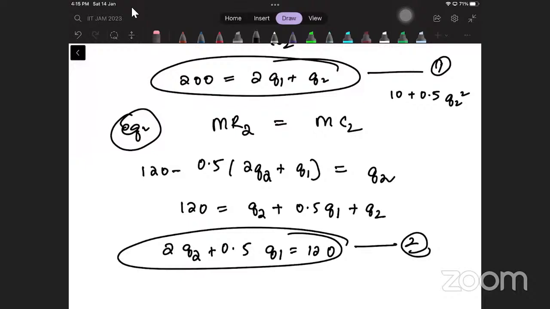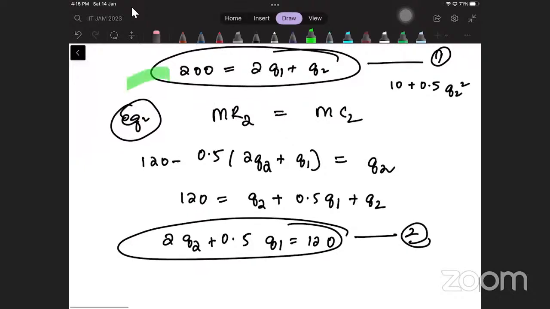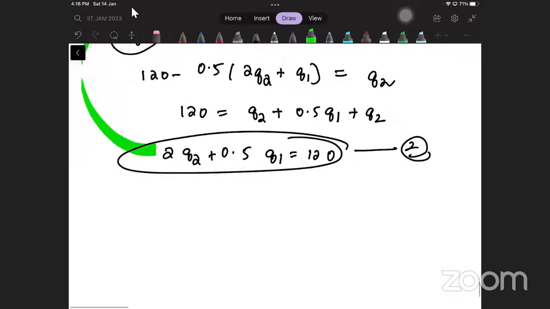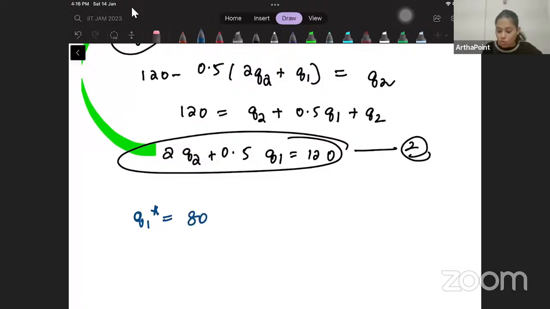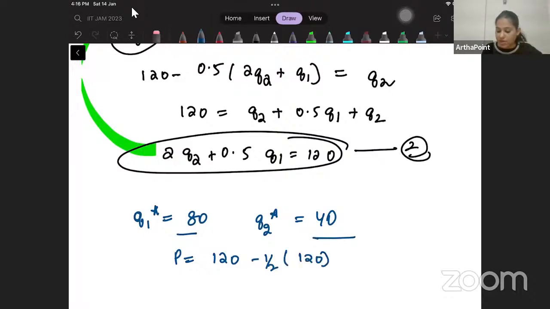Now you have two equations, two variables. Solve these simultaneously. And when you solve these simultaneously, you will get Q1 star as 80 and you will get Q2 star as 40. Price nikal lena. Price was 120 minus half Q1 plus Q2. So 120 minus half 120, which will be 60.